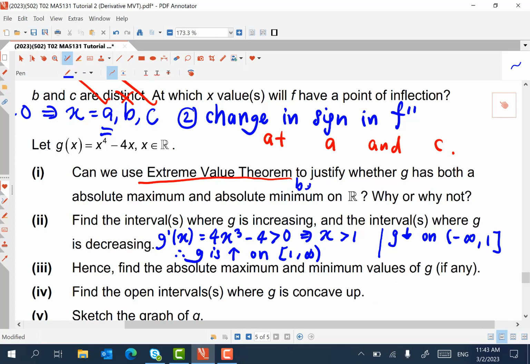Because minus infinity to infinity is unbounded. Hey, thank you for raising up, no? Thank you, Jethro. Thank you. Unbounded.